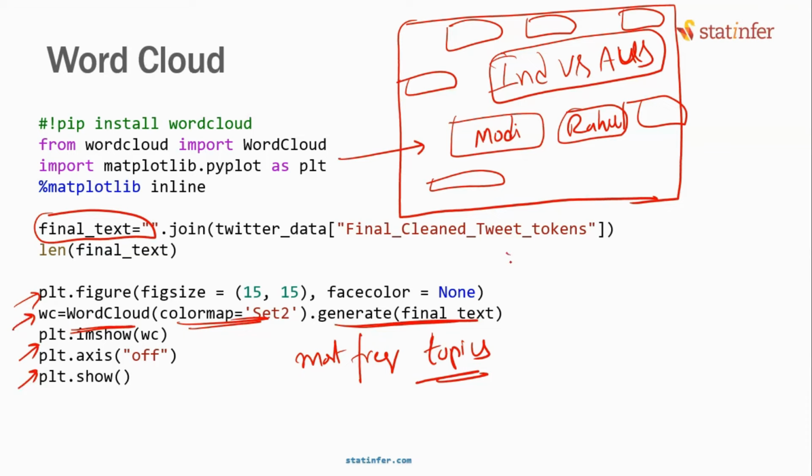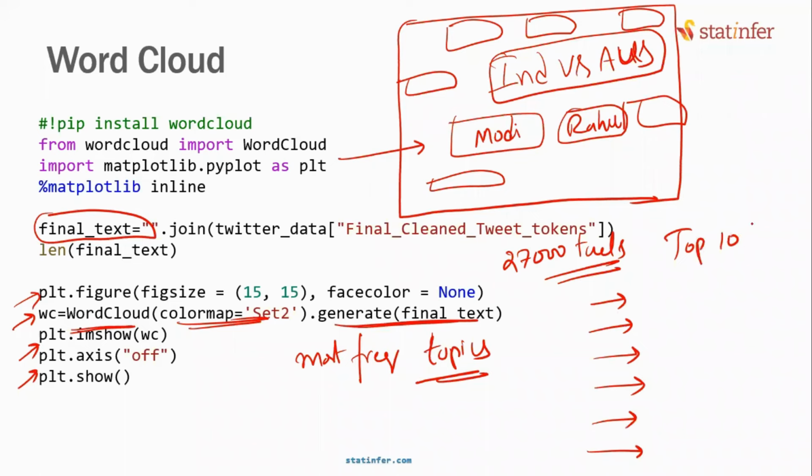What is the use of it? You have 27,000 tweets. Without going through all the tweets, you will be able to tell what are the top most discussed words. If I ask you, tell me what are the top 10 topics or top 10 words, you will be able to tell that by generating a word cloud.